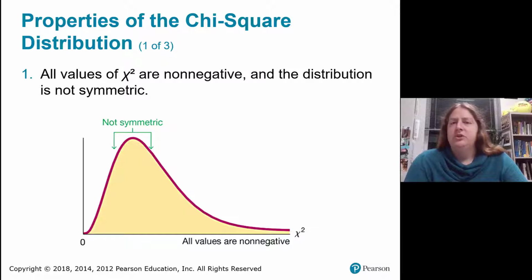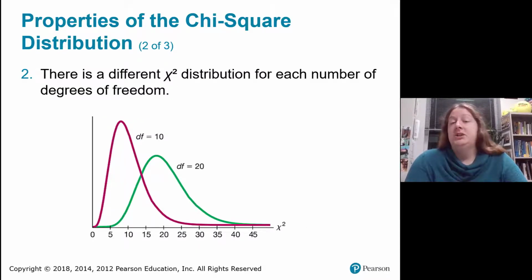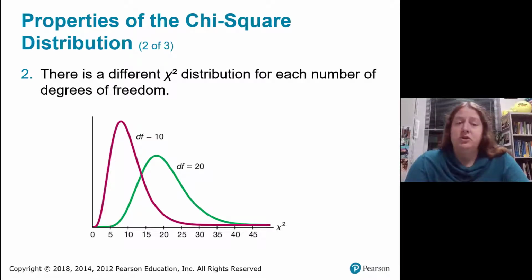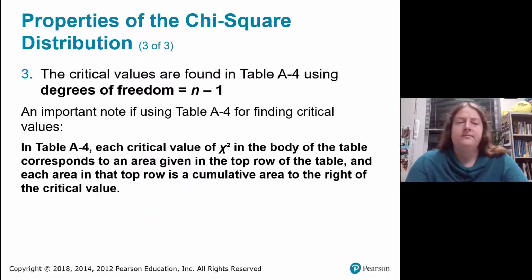So the chi-square distribution, just a reminder about this distribution. All of the values of chi-square are non-negative. And the distribution is not symmetric, it's skewed right. Also, for each degrees of freedom possible, we're going to have a different chi-square distribution. The higher the degrees of freedom, the shorter and fatter the distribution is going to be, the more bell-shaped really that it gets, but it's still always going to be skewed right.